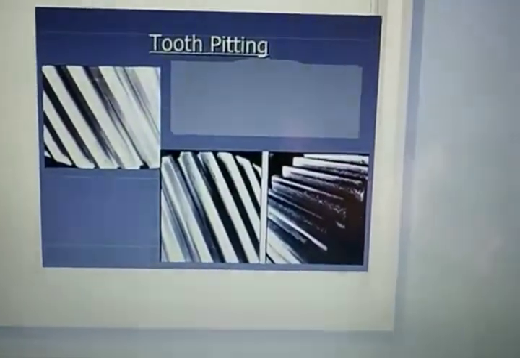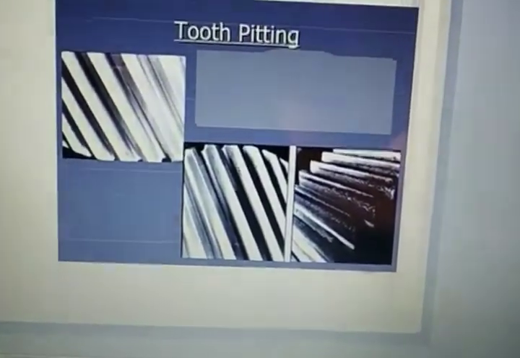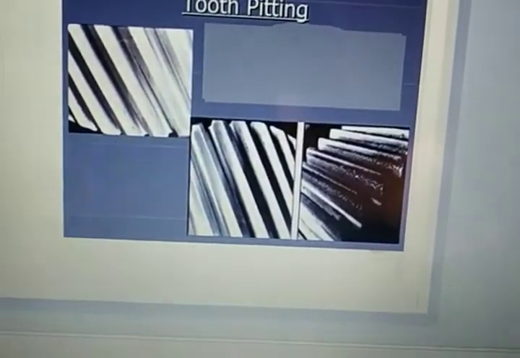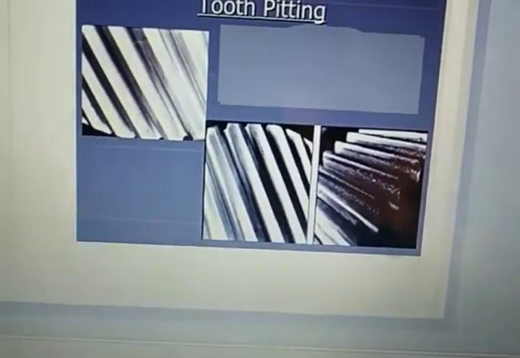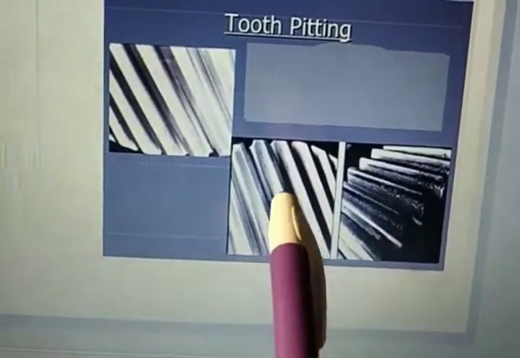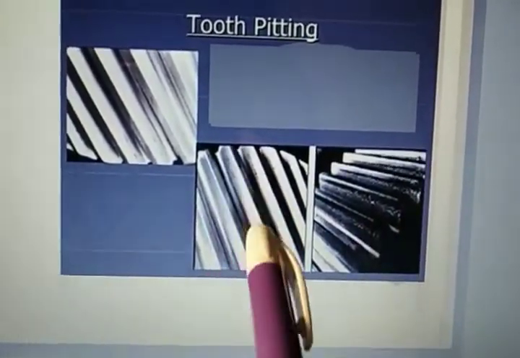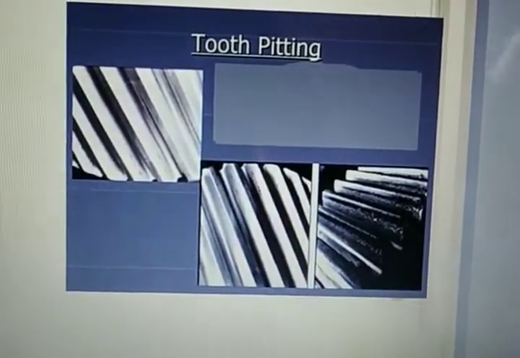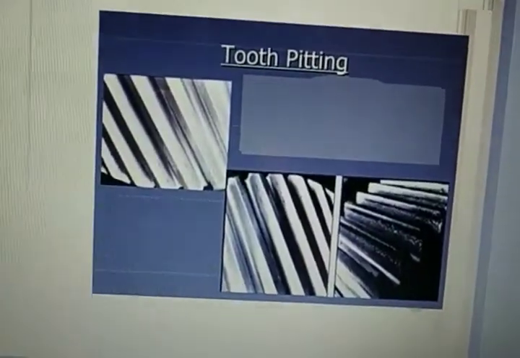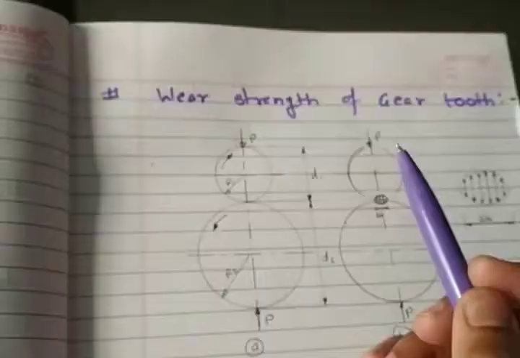So in order to avoid this type of failure, the properties of gear tooth, like surface properties such as surface hardness, should be selected in such a way that the wear strength of gear tooth should be more than the effective load between the mating teeth. Here we have the difference between the surfaces of gear. One is with the pitting, one is the clean surface.